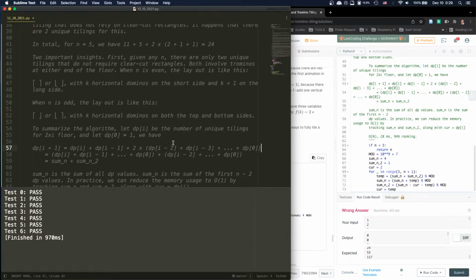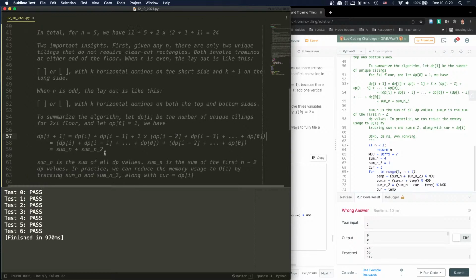I can take this out. That's going to be plus dp i minus 2, 2 times dp i minus 2. And then we have dp i plus dp i minus 1 plus this thing. Now 2 times dp i minus 3 to the end, plus dp i minus 1, plus 1 dp i minus 2. This whole sequence equals dp i. Therefore, dp i plus 1 will equal 2 times dp i plus dp i minus 2.